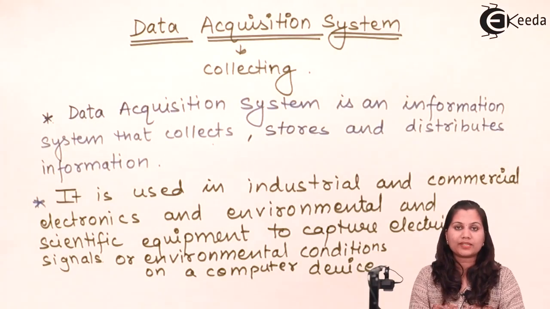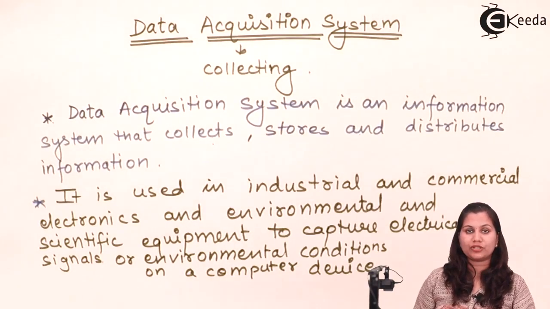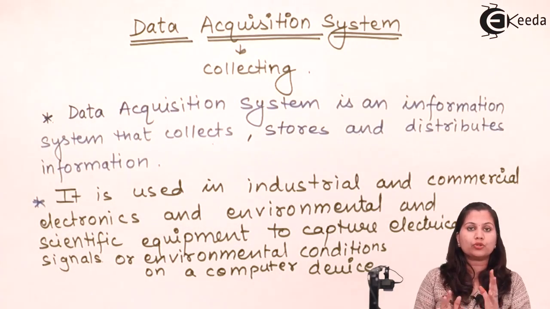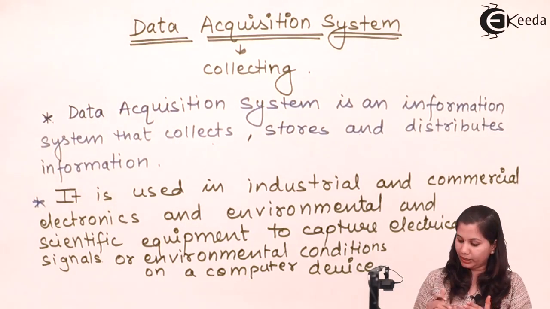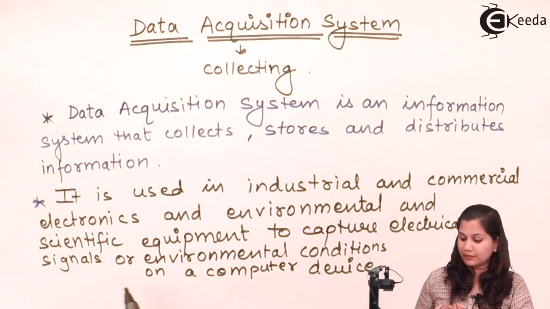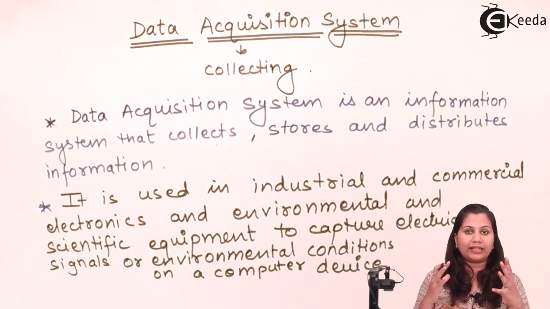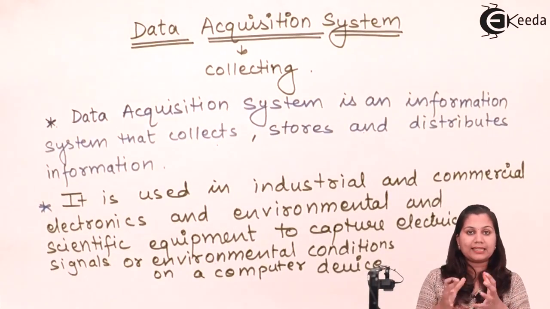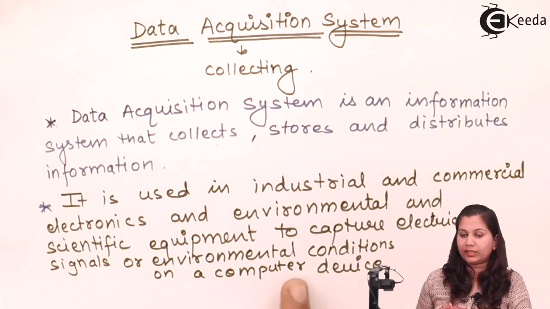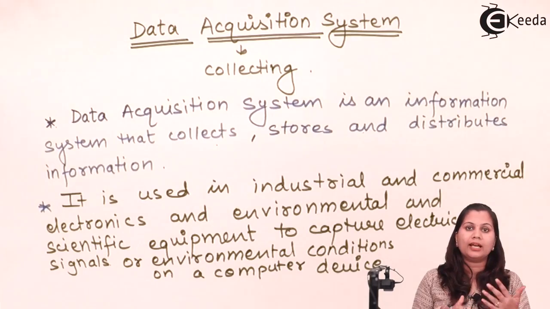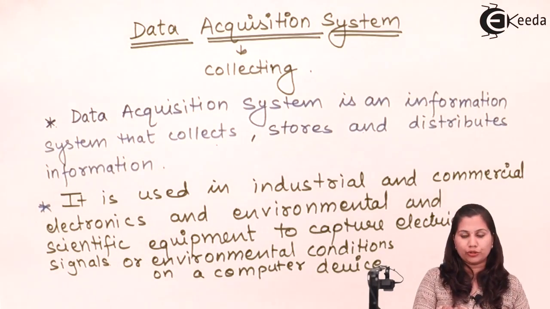So these data acquisition systems find their application in the industrial and the commercial electronics, where they are used to capture the electrical signals from the physical world. Okay, they can be used to capture electrical signals or the environmental conditions. So from the physical world we are getting the signals, and these signals are then stored in a computer device, so that processing can be done on them and they can be used for future use.